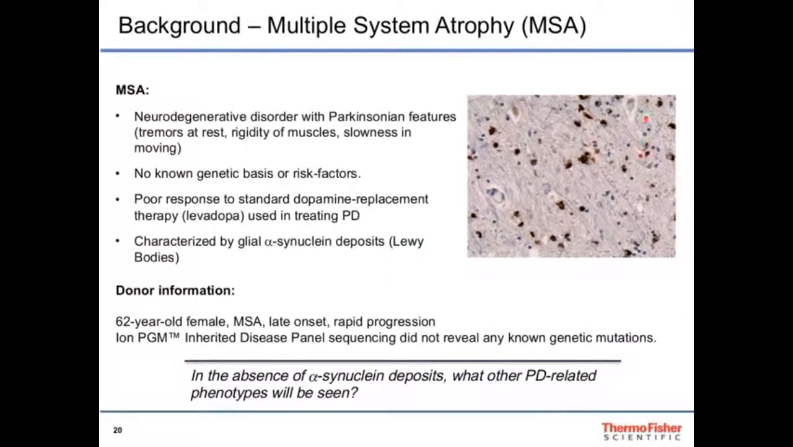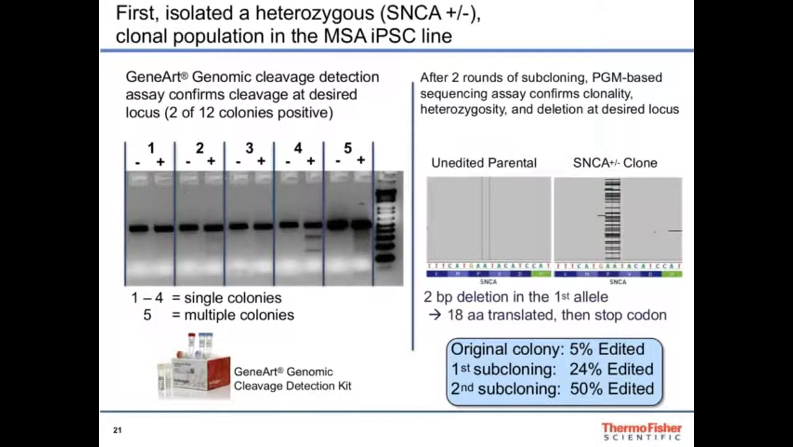We talked about multiple system atrophy. This is a Parkinson's-like disease. There's no known genetic risk factors, no mutations known. Basically, it's only characterized by these protein deposits called Lewy bodies. And what we wanted to do is to knock out the gene for the protein in this deposit, called alpha-synuclein. So I'll just take you through that. We did use TALEN to knock out the gene.